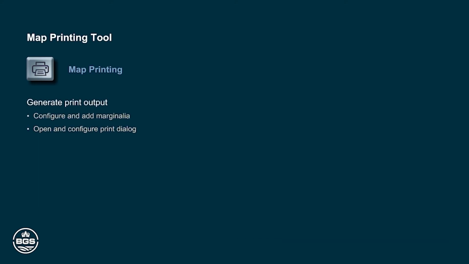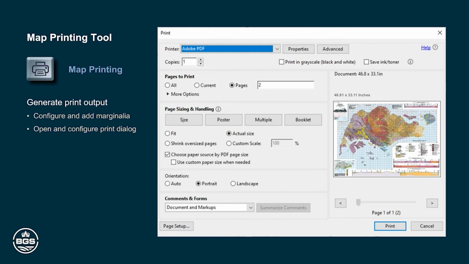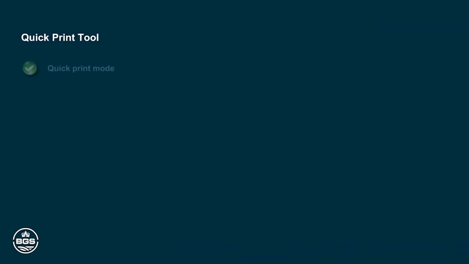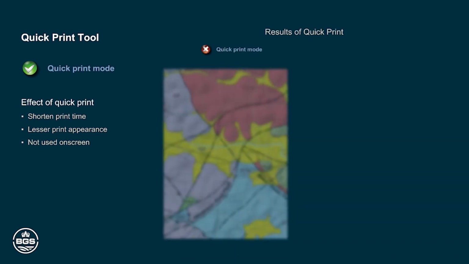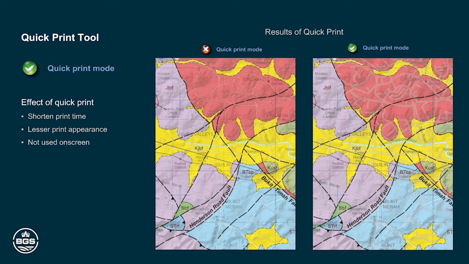Using the print tool will configure output settings, add the marginalia, then open the standard Acrobat print window. Another printing feature is Quick Print mode. The map uses a lot of transparency blending, which can be time-consuming to process for printing. Quick Print mode will produce a faster output by not using these, but it will be of a lesser appearance.